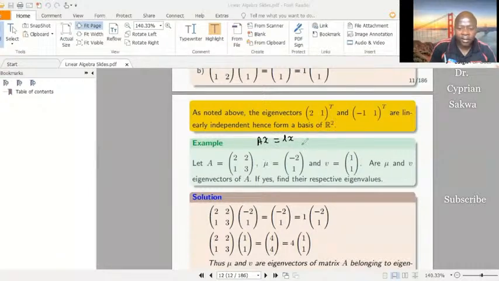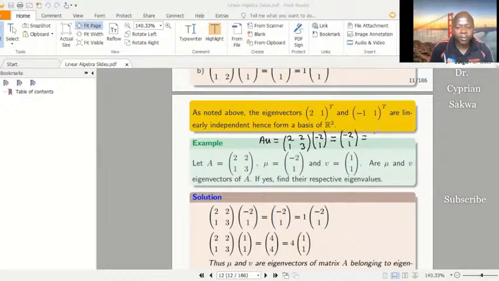So I'll just do that for this matrix. Let me just do that. So what is A mu? A mu is (2, 2, 1, 3), followed by (-2, 1). And when I do that, I would have negative 4 plus 2, which is negative 2. I'm just multiplying. 2 times negative 2 will be negative 4, and 2 times 1 will be 2. When I add those two, I have negative 2. Then negative 2 plus 3 will give me 1.